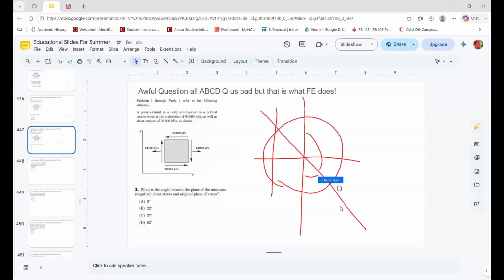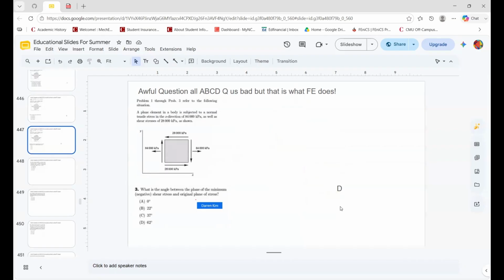This is not equal to this. I'm just showing you what you would do for Mohr's circle. You can see what it really means to have the angle between the plane over here and the minimum shear stress and the origin. It's a little different than the other one, but I'm not sure why you would need this, honestly. So the wording is very important here.